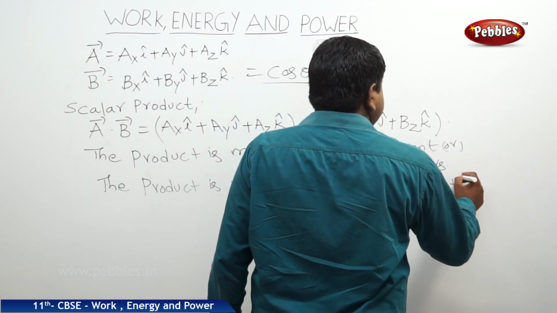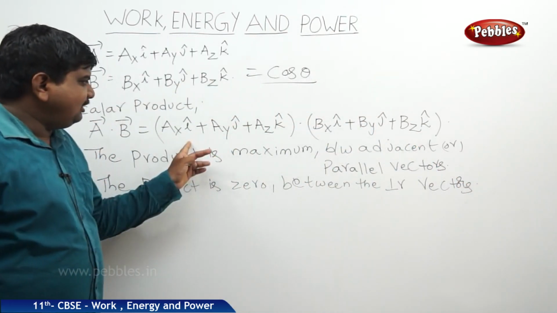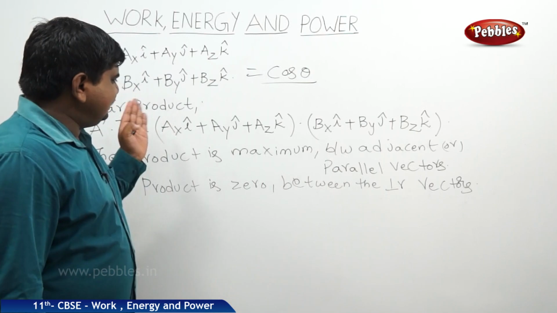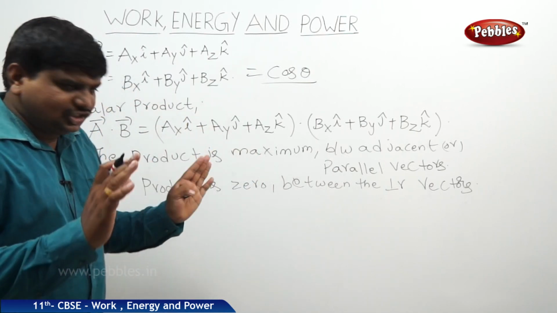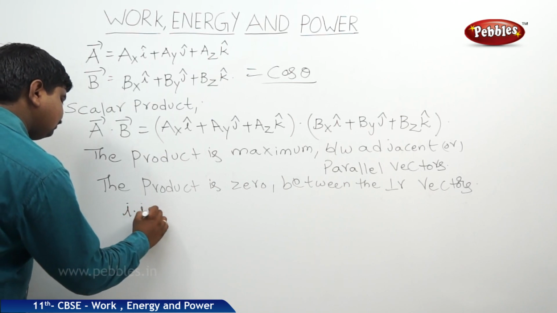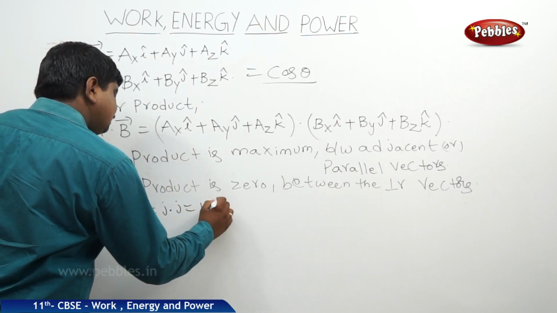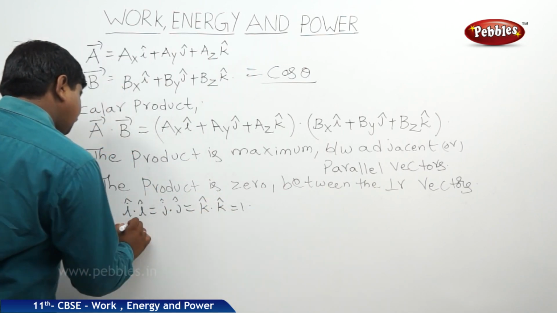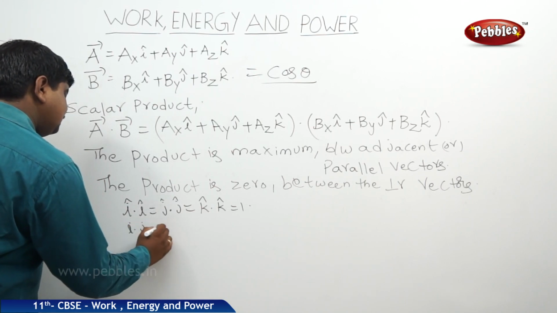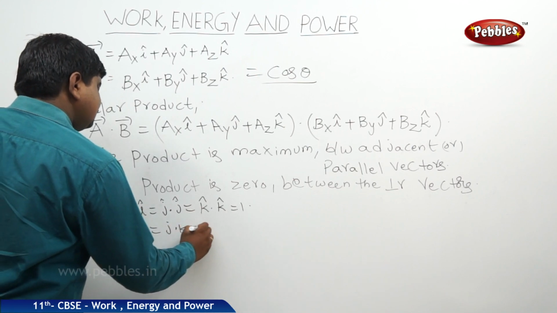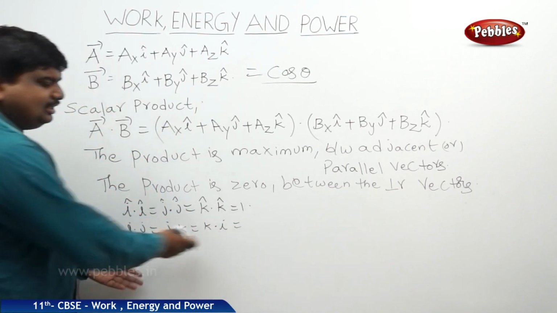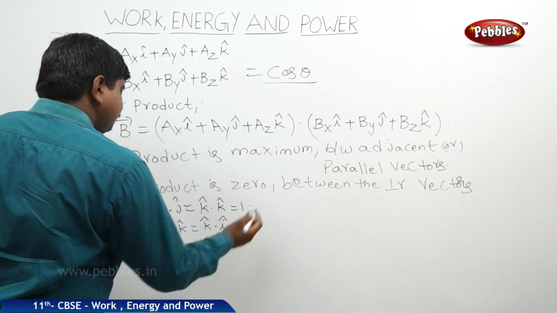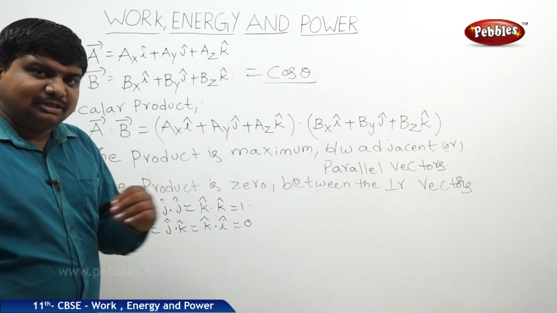So we can write i dot i is equal to 1, j dot j is equal to 1, k dot k is equal to 1. Whether it is i dot j or j dot k or k dot i, 0. i dot i is equal to j dot j is equal to k dot k is equal to 1. Apart from that, i dot j is equal to j dot k is equal to k dot i, or maybe in the reverse order also it will be 0, because i, j, k are mutually perpendicular to each other.